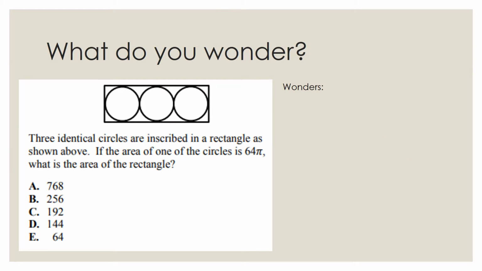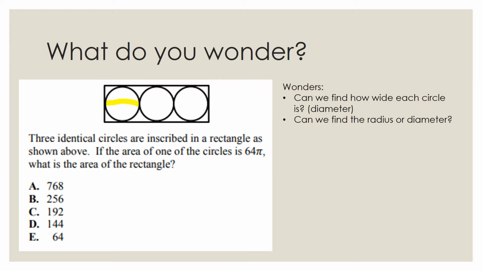Some wonders, so some things that we wonder, can we find how wide each circle is? So that would be called the diameter. So if we're talking about how wide the circle is, it's all the way across. You also said, can we find the radius and diameter? So radius would be halfway across this circle. And something very important to remember is that radius goes all the way around. So from the center of our circle to any point is always going to be that same distance for our radius.